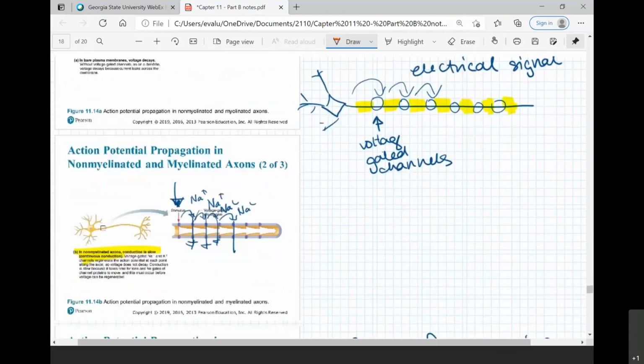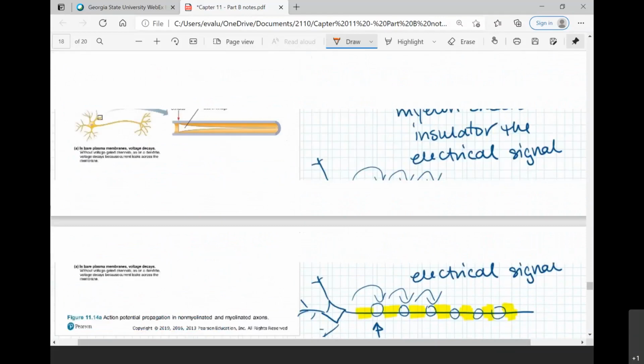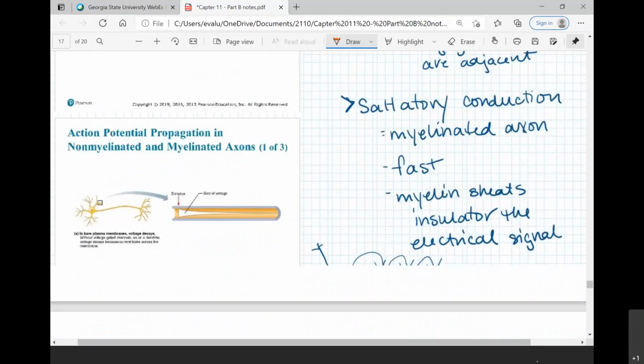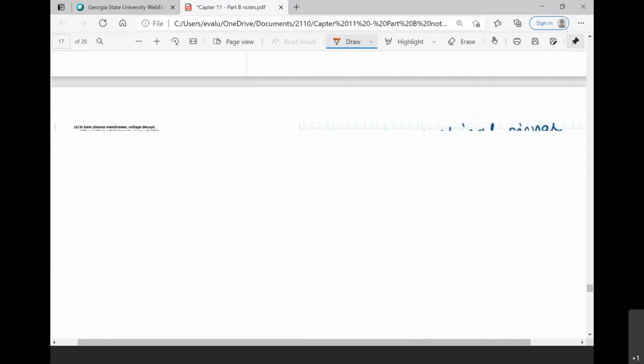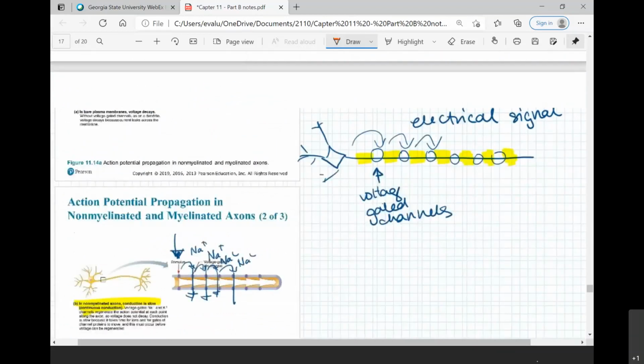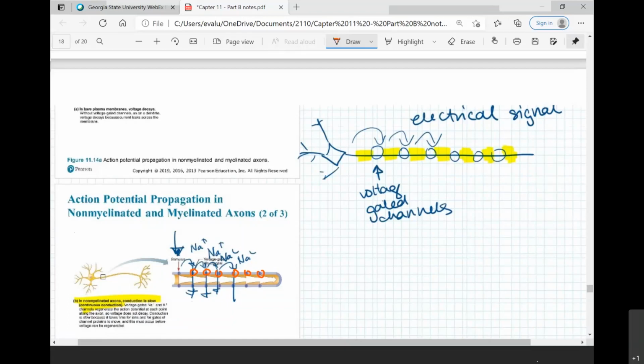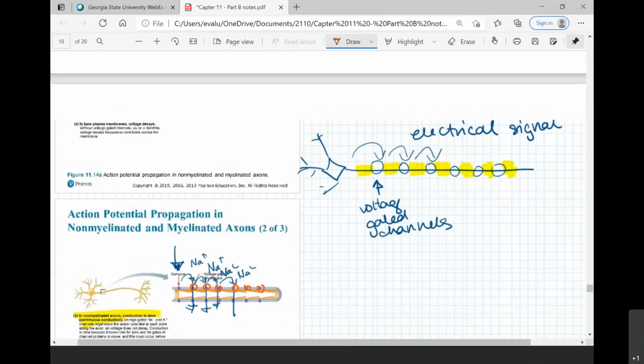Okay, let me go back to this one. If this is going to be an action potential and it just happens right here, like we said, we're going to have that decay. It's not going to continue for very long. But if we open up these sodium channels, sodium, sodium, sodium, we're going to get ongoing action potentials down the length. But the reason this is slow is because you are having to do that entire action potential process every step of the way. That's non-myelinated.